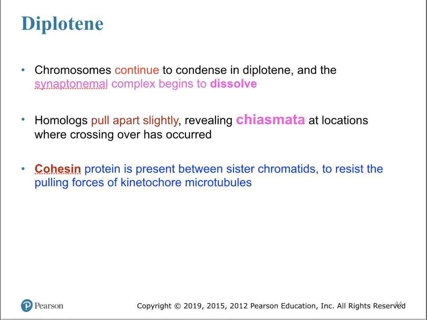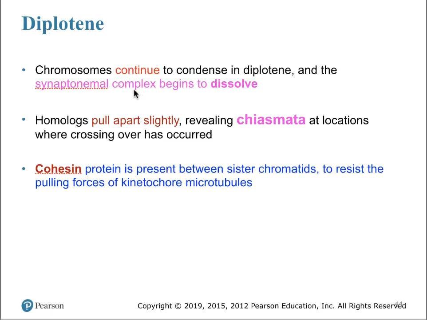By diplotene, crossing over has completed, so that the synaptonemal complex is no longer needed and it begins to dissolve. The homologs are pulled apart slightly, revealing the existence of points of crossing over known as chiasmata. And these are typically present in numbers that are pretty low, 3 to 5 per chromosome.